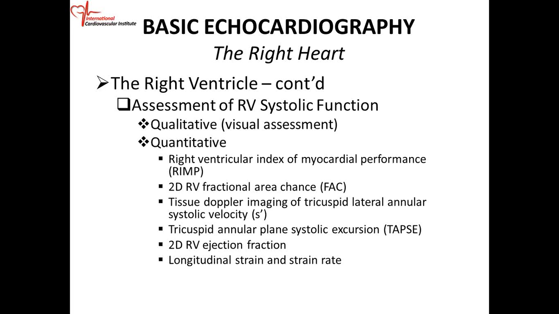When we do TAPSE, it's actually a longitudinal measurement, a displacement. Remember the difference between distance and displacement: displacement is a vector, distance is a scalar quantity. Vectors have direction, so it moves in a longitudinal motion. And that's why we use the M mode to measure it. We just want to measure how much it goes up. Whereas when we do S prime with tissue Doppler, we're looking at the velocity. If it's a normal muscle, it's supposed to move with a certain amount of velocity. If it's abnormal, then the velocity is going to be less. Simple thing. And it's very, very accurate.